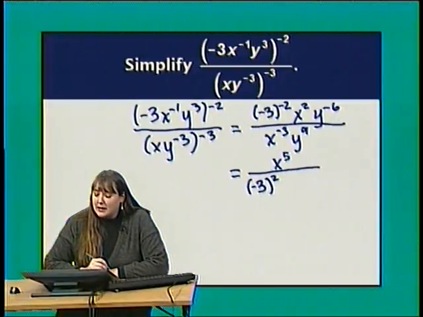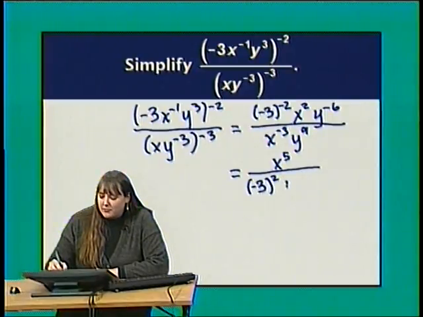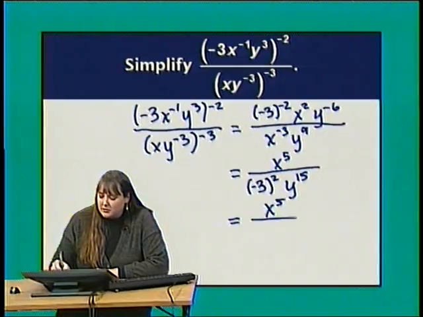I have y to the negative 6 in the numerator and y to the 9th in the denominator. So I'm going to move that y to the negative 6 to the denominator, which gives me a total of 15 factors of y in the denominator. So I have x to the 5th over 9y to the 15th.